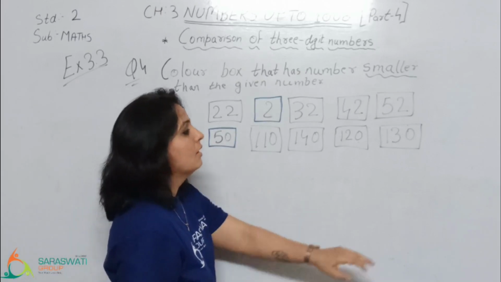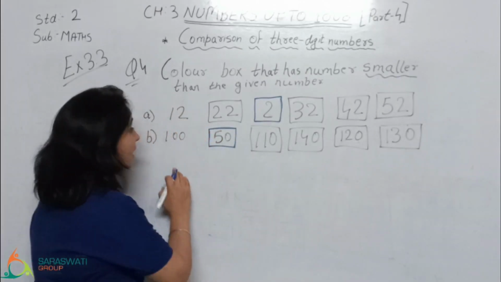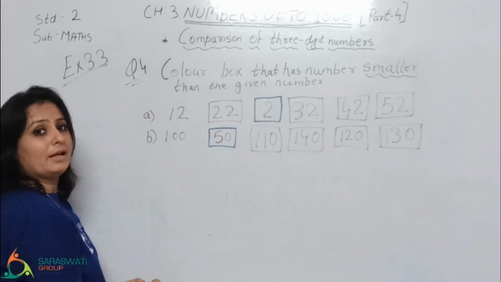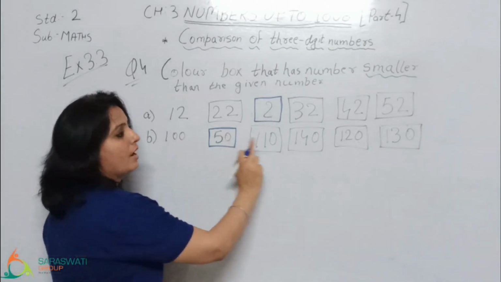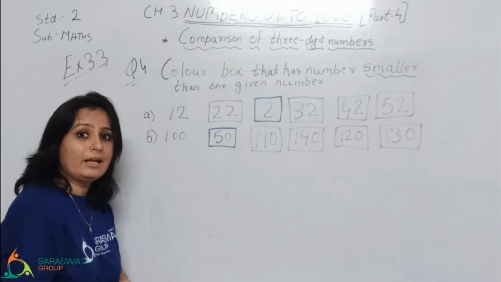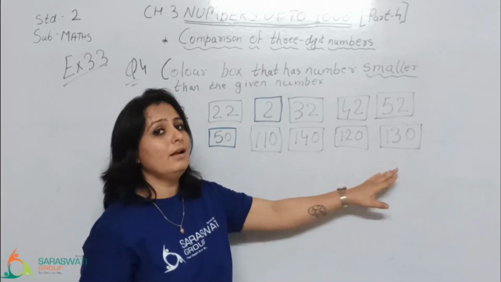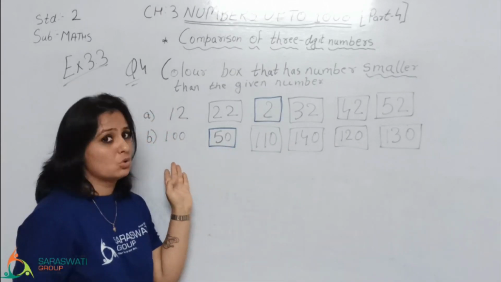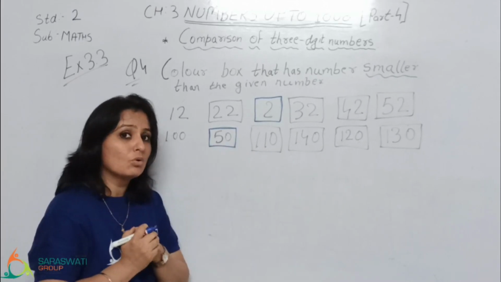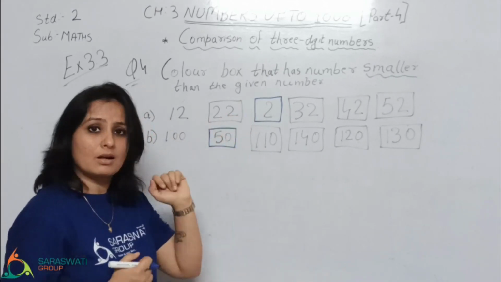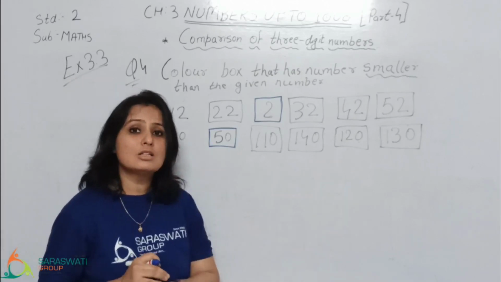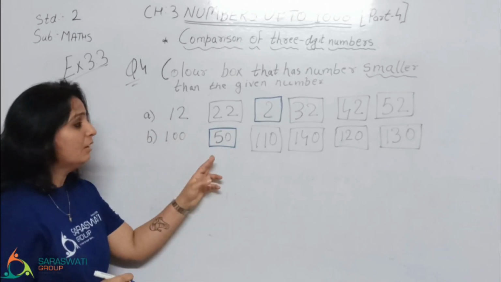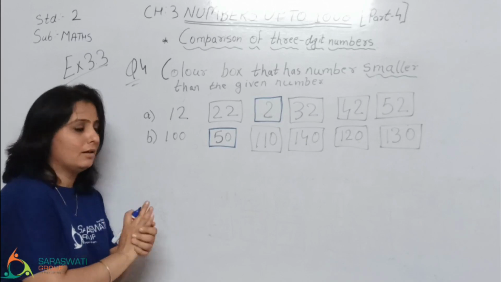Moving on to the last one. 130 and 100. Comparing hundreds, 1, 1. Now comparing tens place. 0 and over here 3. So what does it indicate? It says 3 is greater than 0. It means 130 is greater than 100. So we cannot take this number also. Why? Because we need the smaller number. So which number we got the smallest in this question? The smallest number was 50. So we circled 50 and now we are going to color that number.